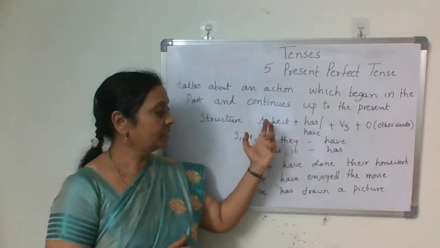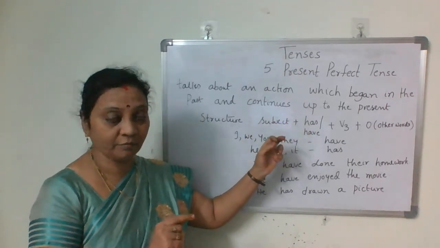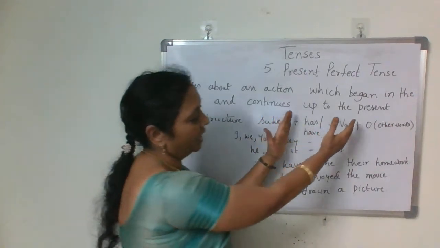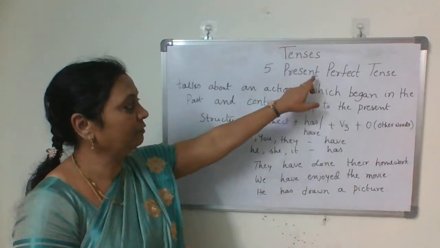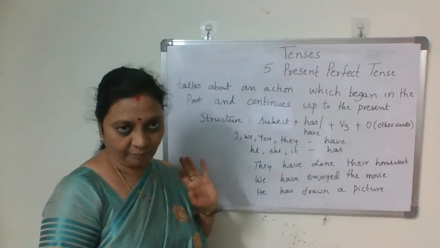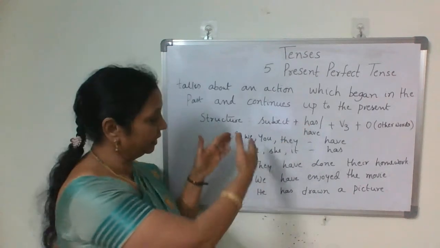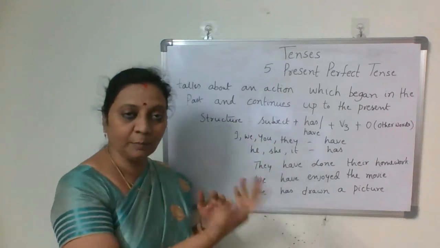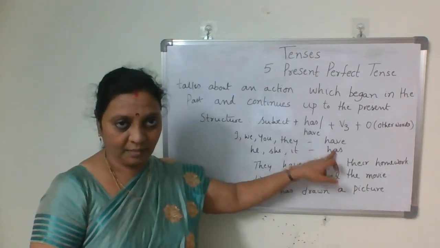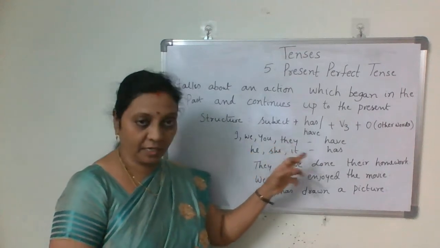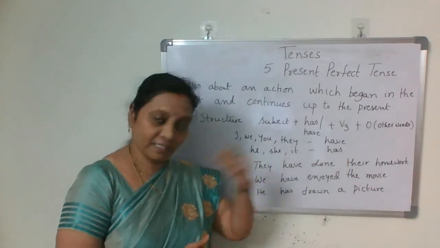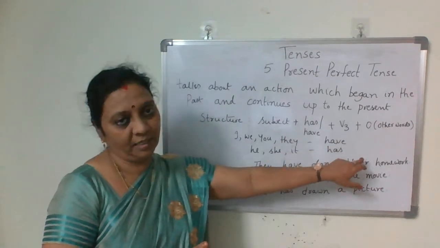What is the structure for this? Subject plus has or have plus V3 plus object or any other words. Here the main thing is has or have plus V3. Has for singular and have for plural, like the subject pronouns. If it is plural, we use have. If it is singular, we use has. Similarly, the pronouns I, we, you, they take have. And he, she, it, third person singular, take has. Similarly, plural have and singular has.